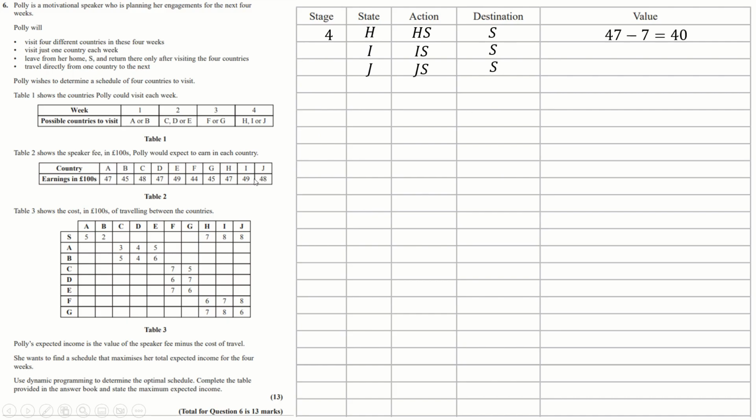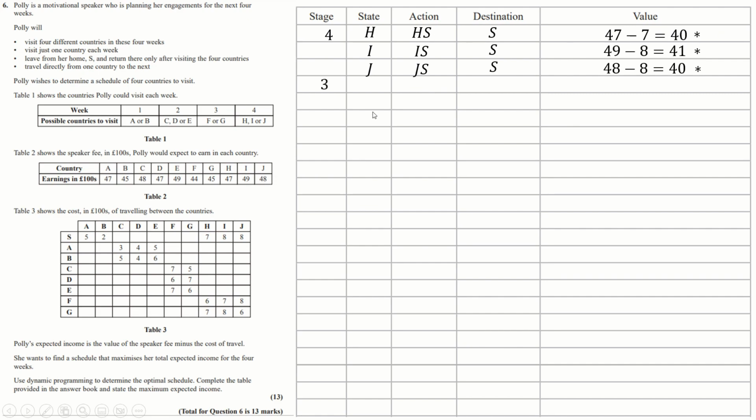Likewise for I, she earns 49 speaking there, but then she travels 8 to get back to S, so that's 49 minus 8. And then likewise for J, same kind of idea. And now we may as well just star all of those because you're supposed to put stars on the best outcomes. And technically that's the best outcome for this. It's the only one, but sure.